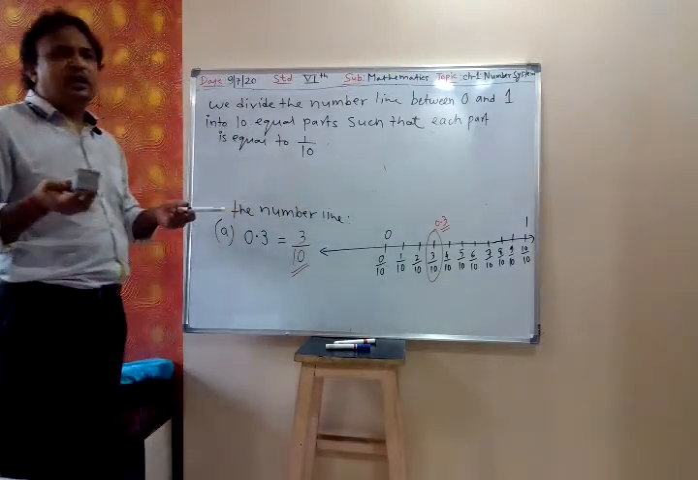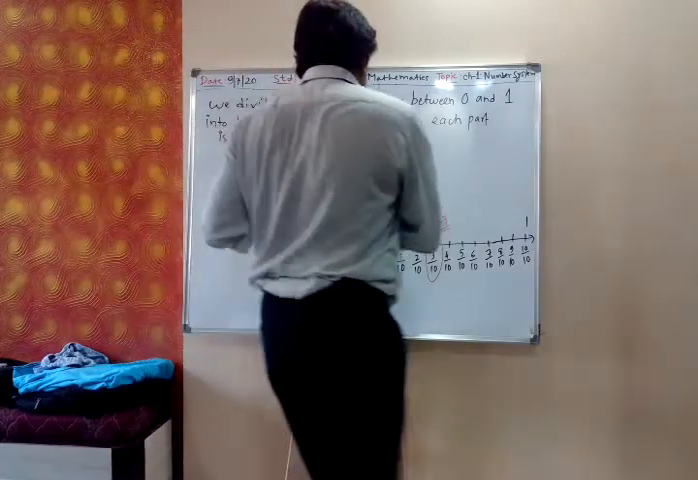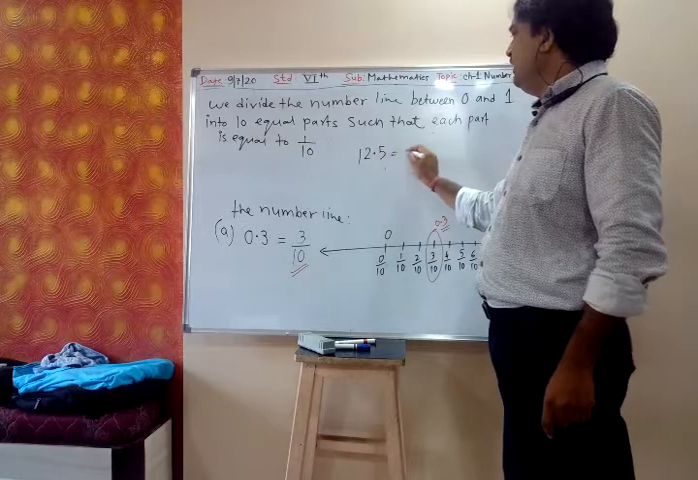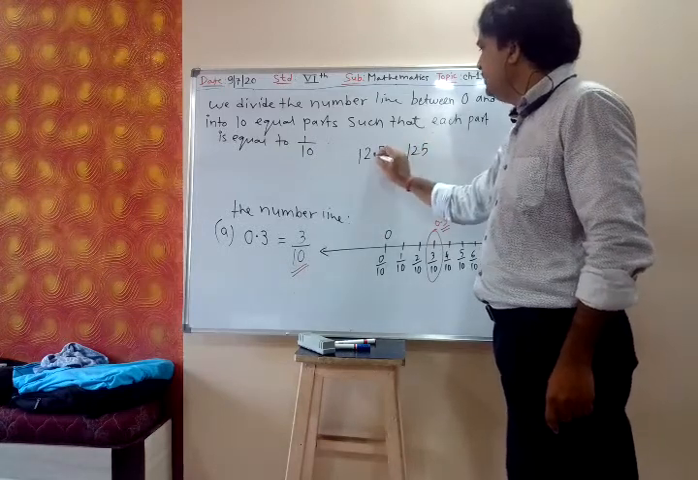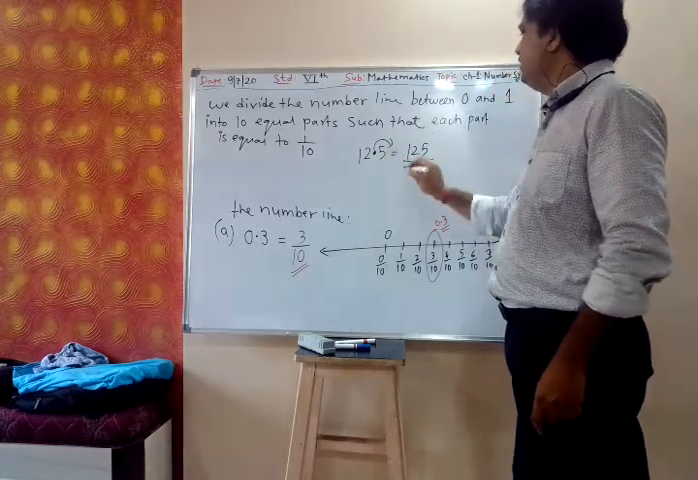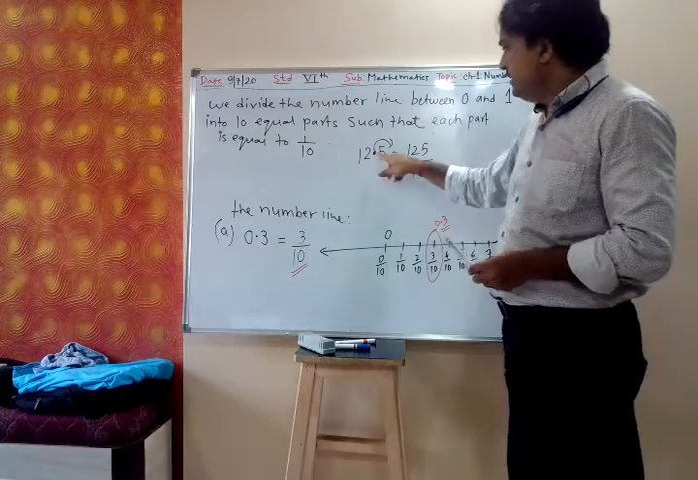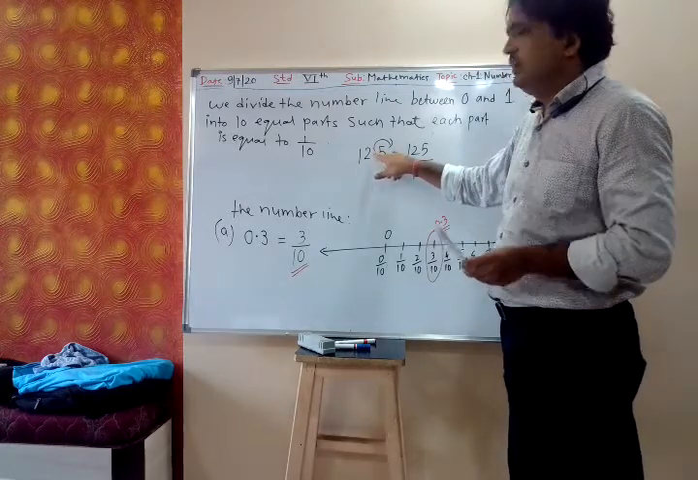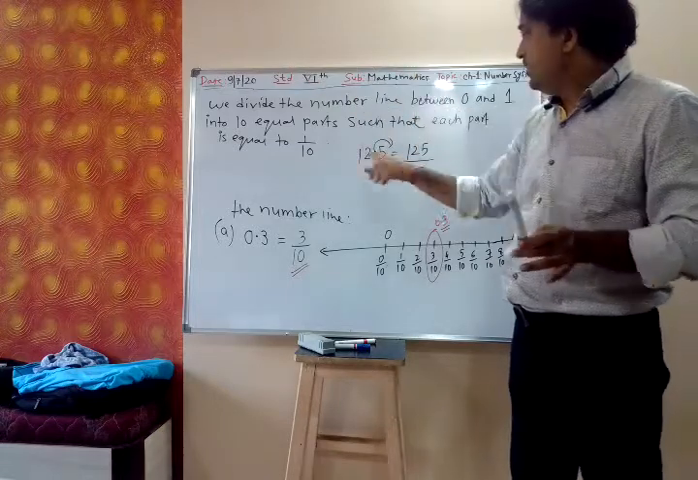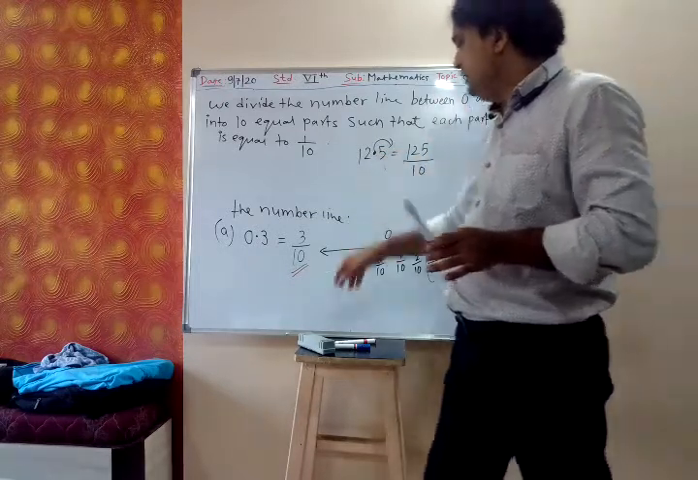See here, it is 12.5. You will write 125 after removing the decimal. After decimal, there are how many digits? One digit. So you will write 125 upon 10. Because you have to see the digit after the decimal, not before the decimal. After the decimal, there are how many digits? That many zeros you have to write in the denominator.